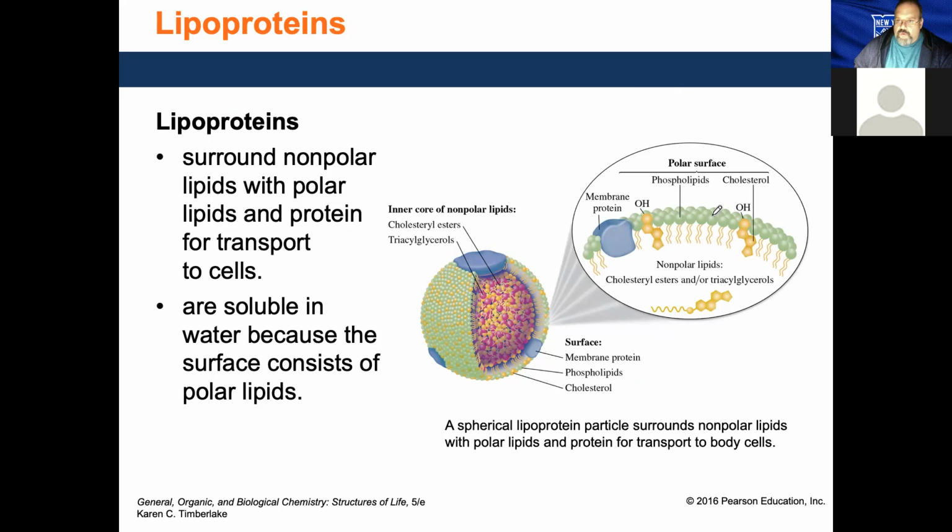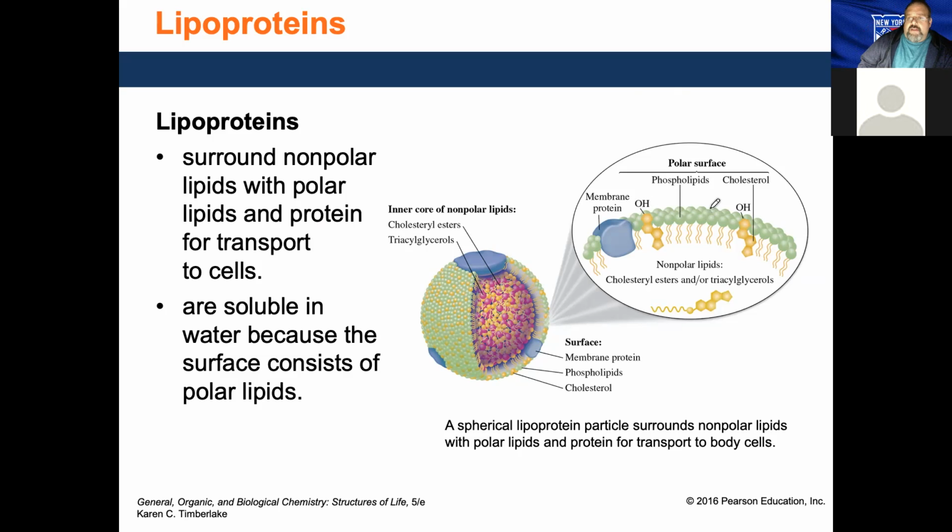Here's a blow-up of the polar surface. What makes the surface polar? Well, essentially, you have the heads of your glycerophospholipids. You also have the OH portions of cholesterol on the A ring. Even though there are large rings present, that OH group would want to migrate to the surface to be close to water.